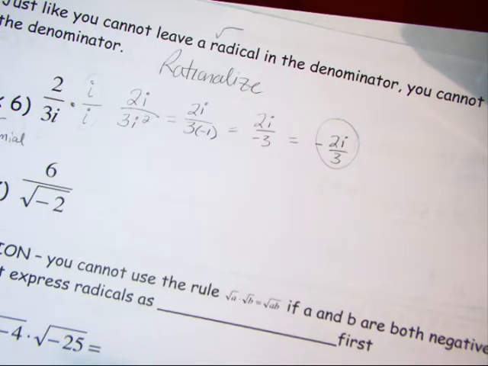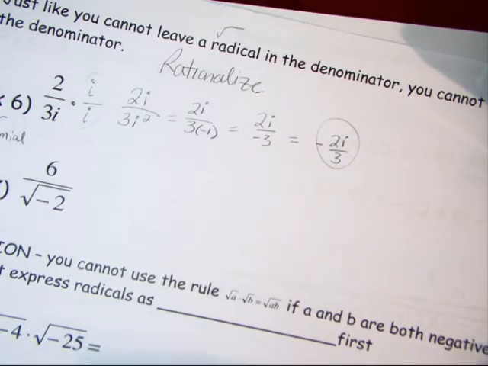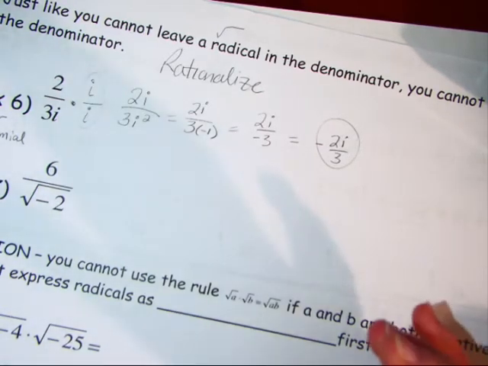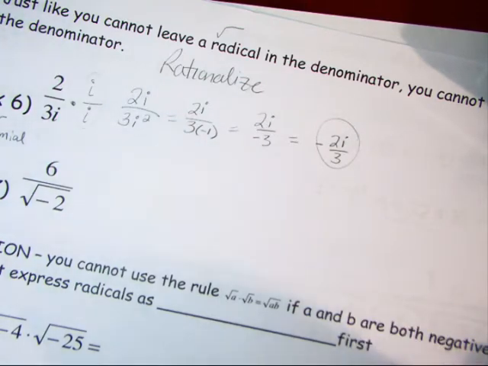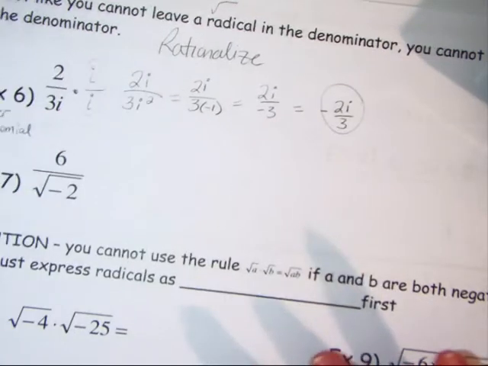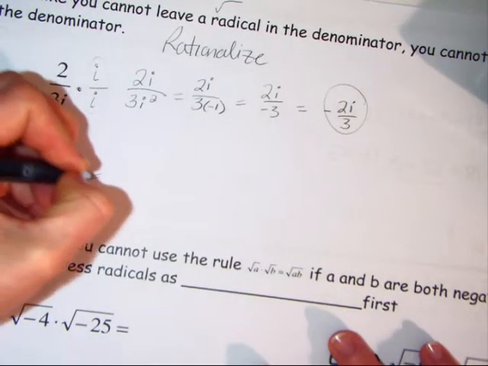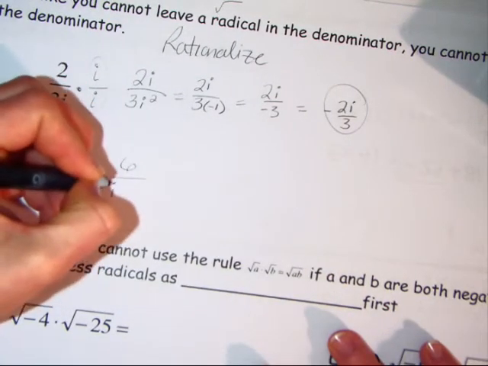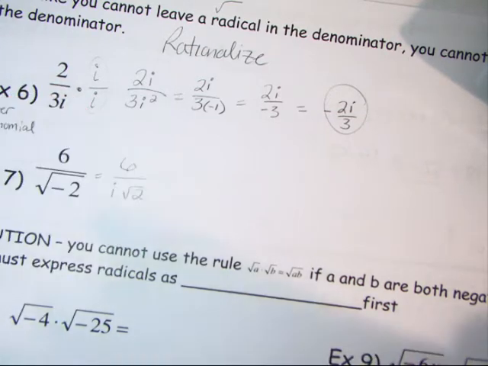When you get to Miss Miles, she's going to want you to know what it means to rationalize. And what does it mean to rationalize? It means get rid of the square root on the bottom. Number 7. Well, the first thing I'm going to have you do is rewrite this as 6i square root of 2. I pulled out the negative, and it became an i. Okay? Do that step first.